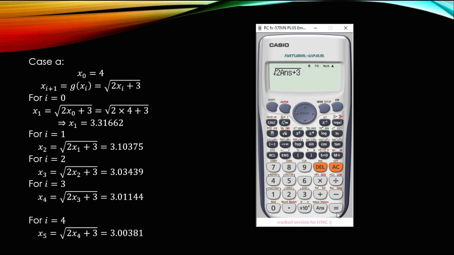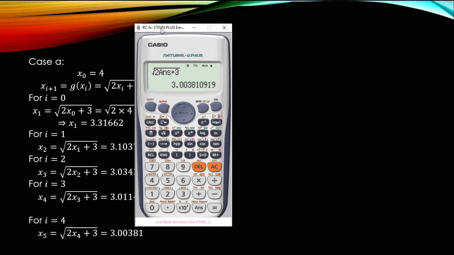After pressing the equal button once, you will get your first iteration, which is 3.31662. After pressing the equal button a second time, you will get your second iteration. After pressing it a third time, you will get your third iteration. After pressing it a fourth time, you will get your fourth iteration. After pressing the equal button a fifth time, you will get your fifth iteration.